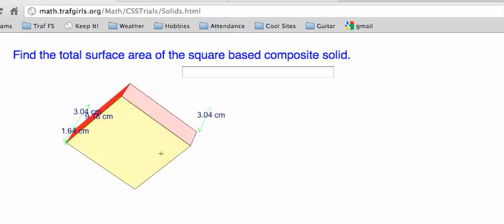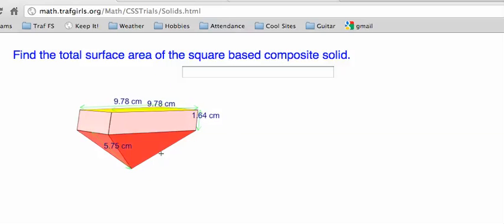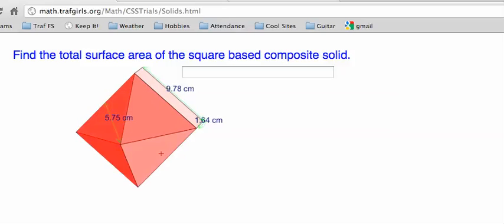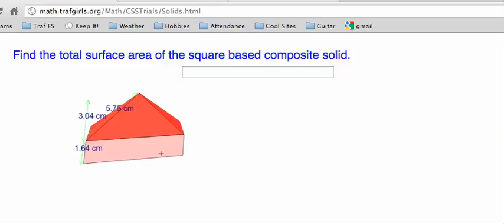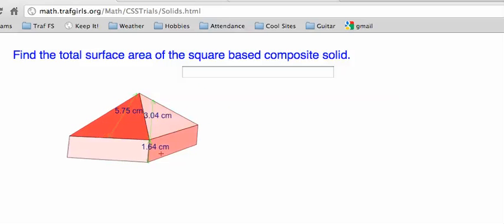right? So you can spin it that way, looking at the bottom, and the bottom is now on the top, and now the bottom is at the back, and there we go. Okay, so that's a pyramid on top of a prism. So what I'm going to do is the calculations.